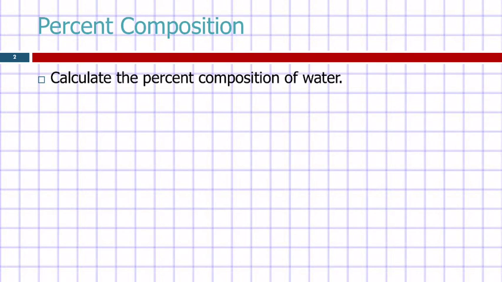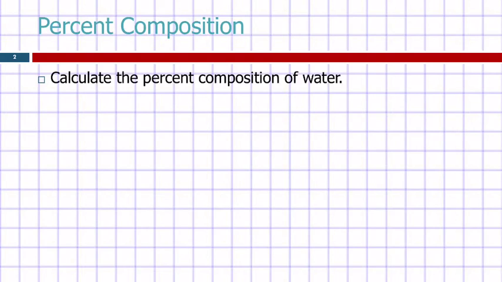Okay, let's do an example. Let's calculate the percent composition of water. Here's a problem, and there are no numbers given. What do we do? We can't really do dimensional analysis here because we're not really converting units. We have to think about that percent composition idea. So the percent composition of water. We need to start with the chemical formula for water. What's the chemical formula for water?